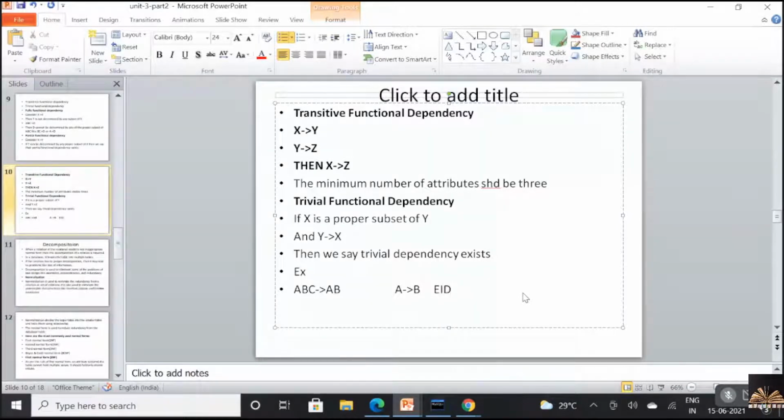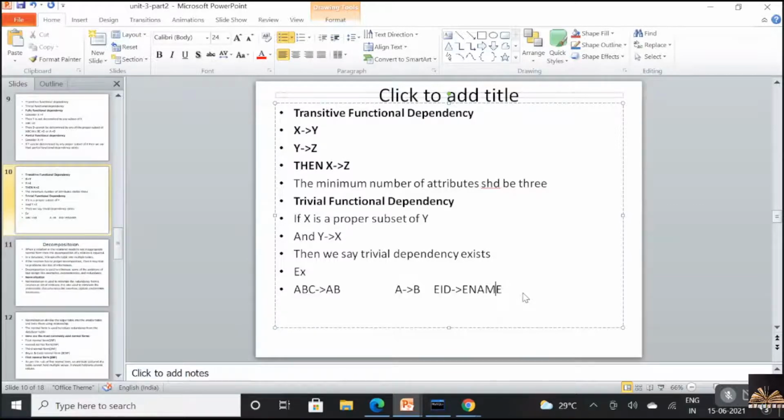EID, employee ID, is determining ename. All of us know that this is a functional dependency because EID can uniquely identify the name of a person. Even though the names are similar for different persons, EID can determine the name. So this is an FD, but this is not a trivial functional dependency because ename is not contained in EID. Indirectly, ename is not a subset of EID.